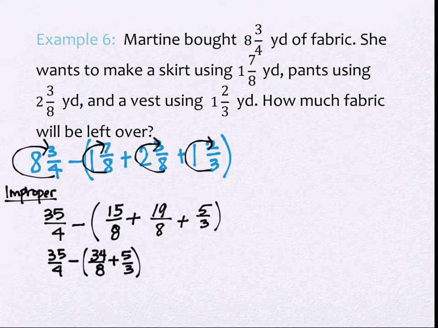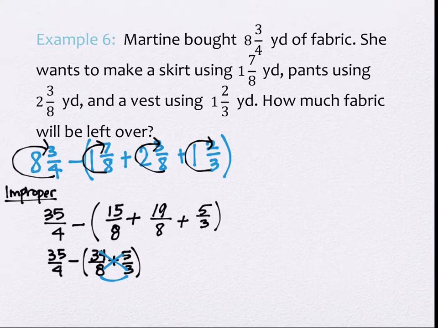I need a common denominator, and I've got a 4 and an 8 and a 3. If you want, you can multiply them all together. It's okay. But actually, since the 4 and the 8 have 4 in common, multiplying the 3 and the 8 together will be sufficient. So if I take this one and I cross like that.